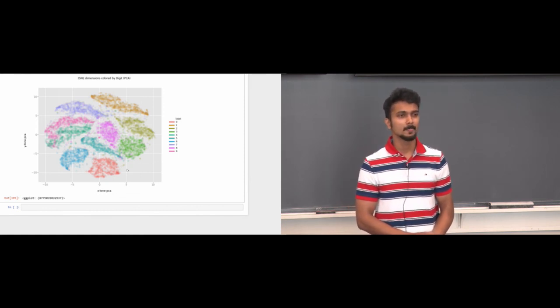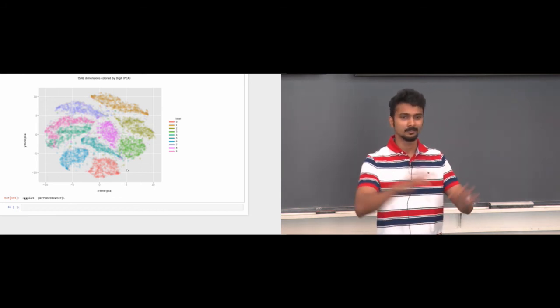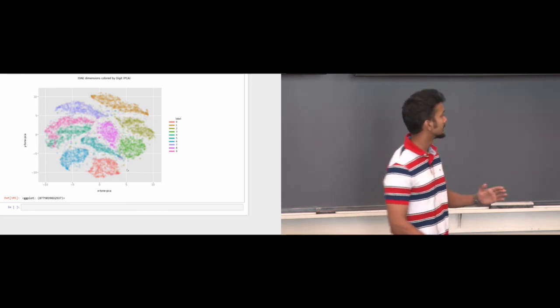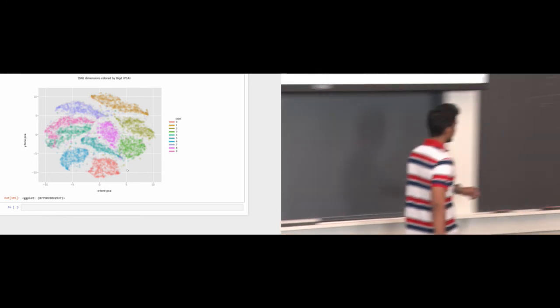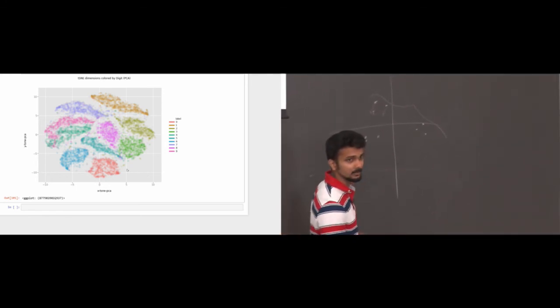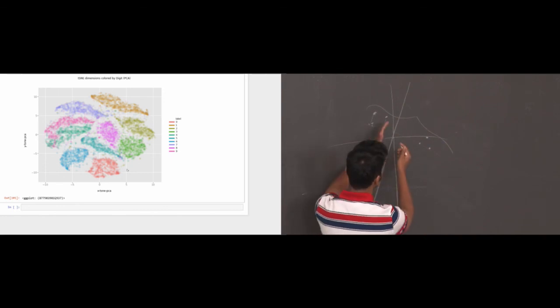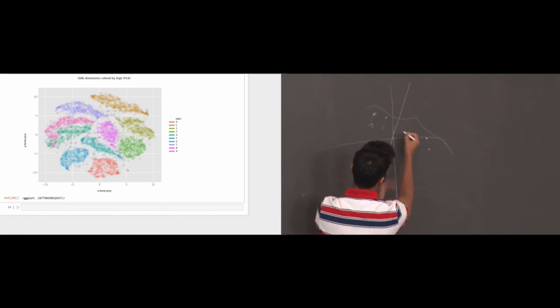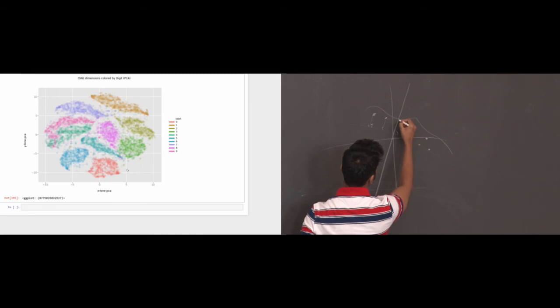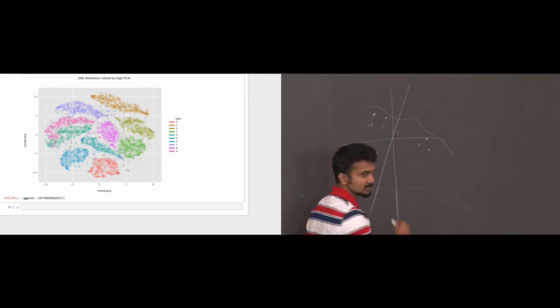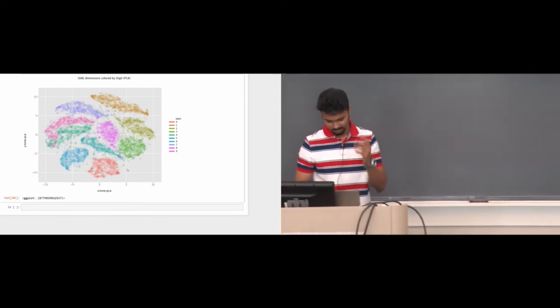PCA is much faster because it's just a line fitting algorithm. You have your samples. You just fit a line, as you can see. So here you have all of these samples. You start from some random line like this, and you keep changing the slope of this line until the distances between each of these samples is minimum. It's very easy to fit a line compared to comparing each sample with each other. So t-SNE is not practical. You just can't implement it in real world scenarios.